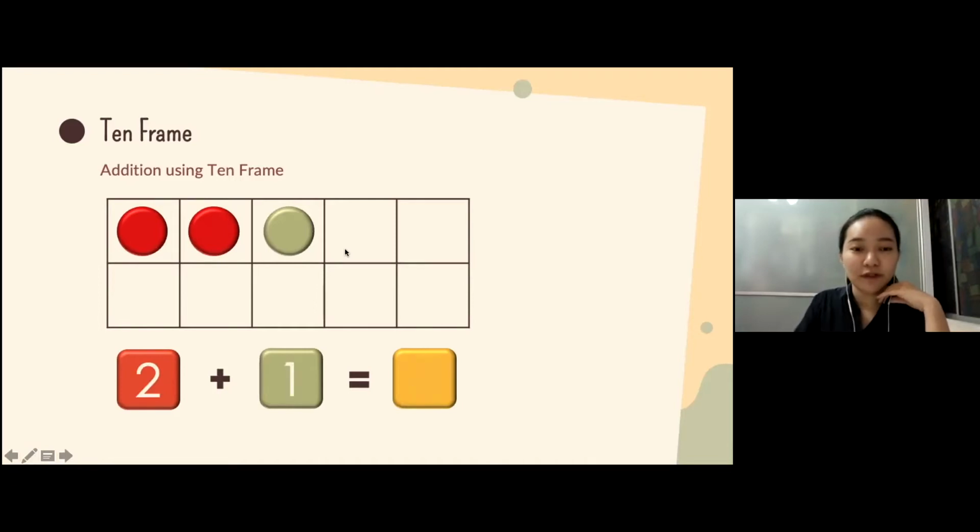Oh, for this, just now I gave the number that put the dots. So another way is you can show them the dots and ask them to write the equation themselves. So how many red color do I have? I have 2. How many green? I have 1. So 2 plus 1 is 3.